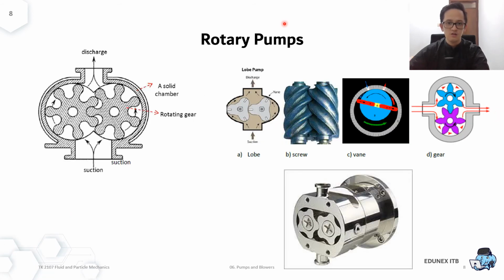So this is an illustration of the rotary pump. As you can see, there will be at least 2 gears which rotate in different directions. So when the fluid goes into this pump chamber, because of the rotation of the gears, it will increase the kinetic energy of the fluid and can increase the pressure of the fluid. There are a couple of rotary pumps, so it can be a lobe, a screw, a vane, or a gear.